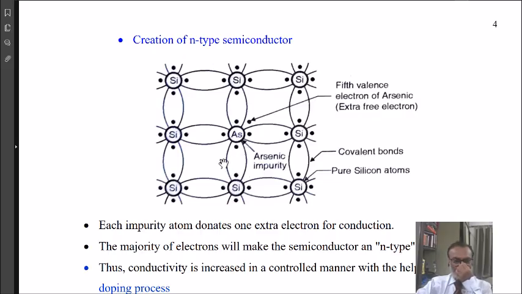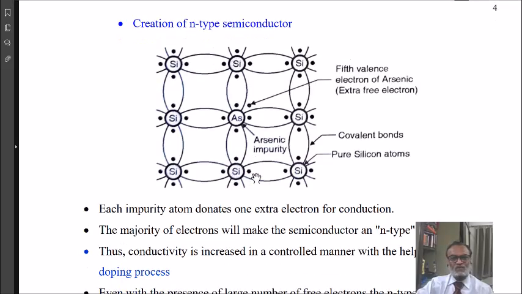And therefore, per impurity atom, we get 1 electron donated to the pool of electrons for conduction. Whereas in this structure, if we repeat the example of 10 raised to 20 atoms of silicon and 10 raised to 5 atoms of impurity atom, in N type of semiconductor now, there are 10 raised to 5 free electrons available.